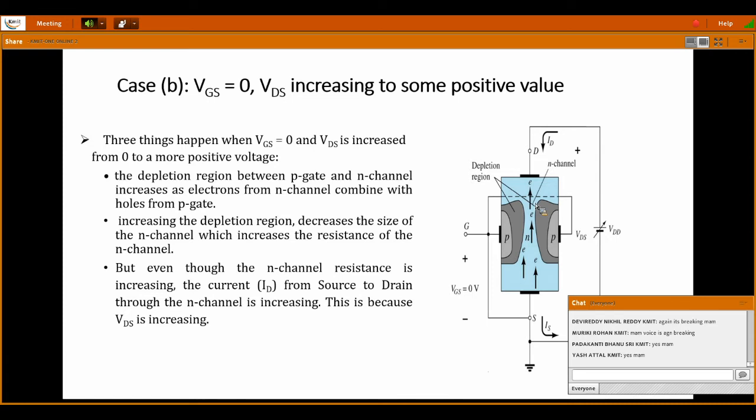In the second case, the first point is as VDD is increasing, that is VDS is increasing, ID is increasing. This first point you note down now. See, the current ID is increasing.